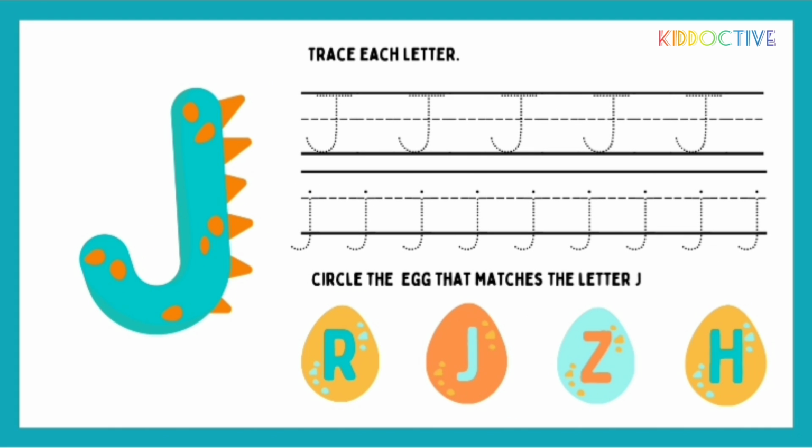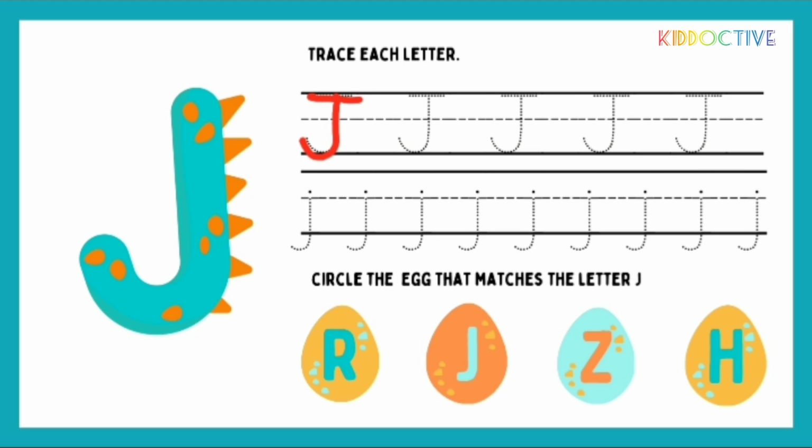Now comes letter J. We are going to trace the letter J. You are going to write like this. This is the letter J. Okay, this is the capital letter J and this one is the small letter J.